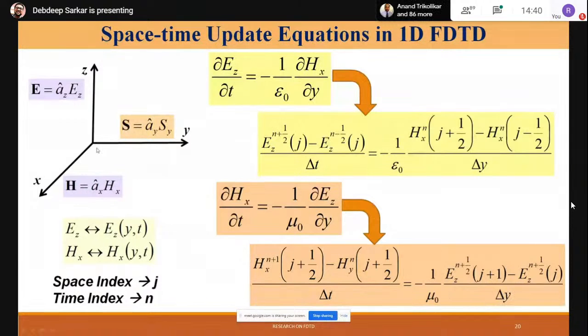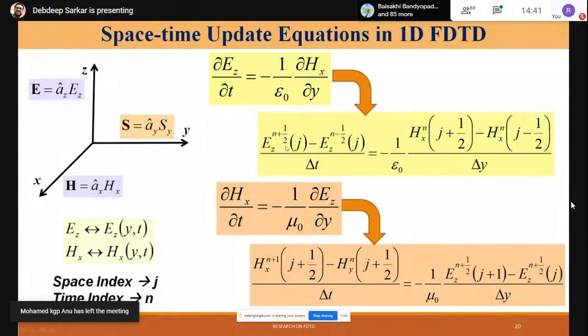So what I do is break the entire space down into small regions and small cells, each of size delta y, just the same as we do for transmission lines. And the time, instead of a continuous variable, we model in terms of j delta t, so it progresses with the stepping of delta t.